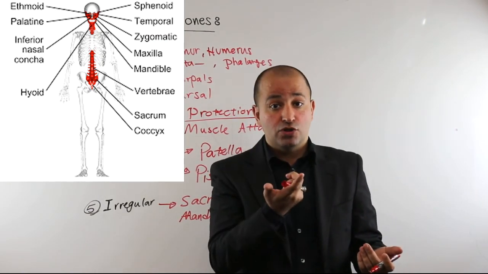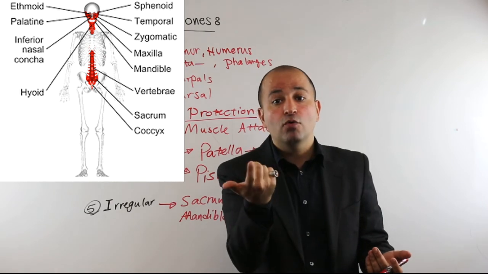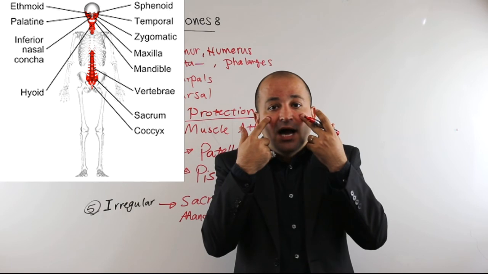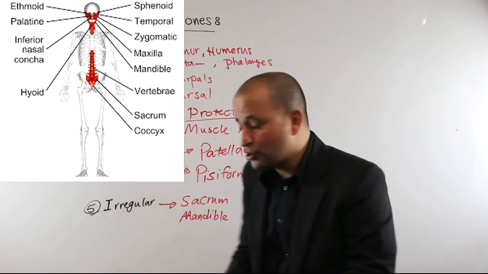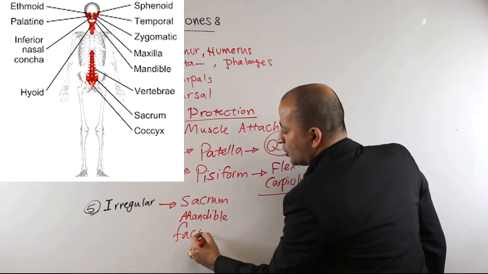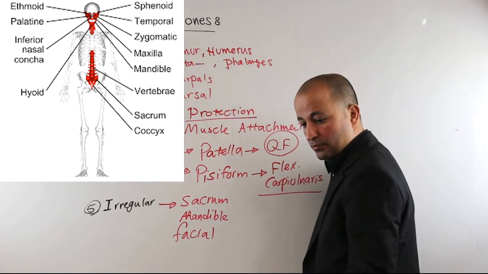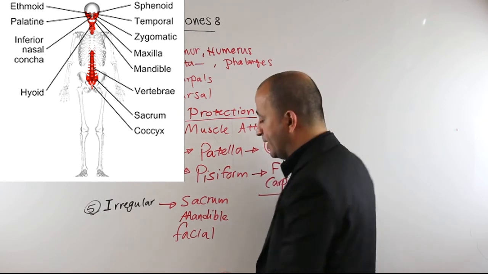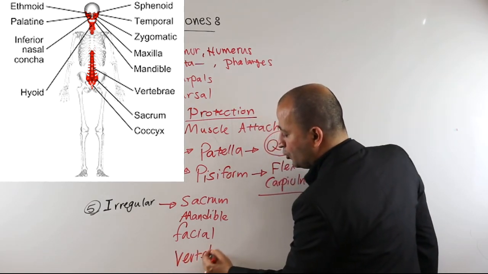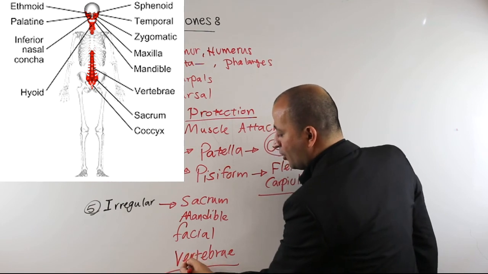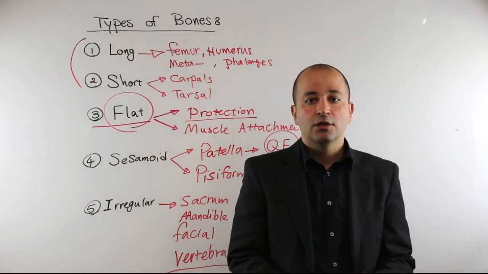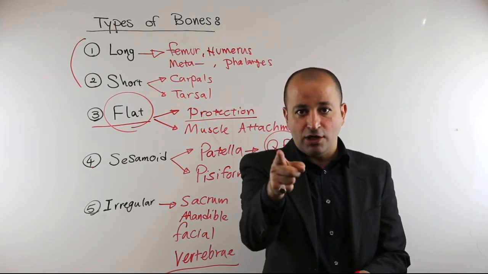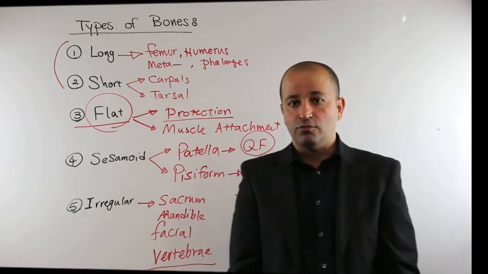Other facial bones, such as zygomatic bone, such as maxilla, the upper jaw. So other facial bones are irregular bones. Is it good? And one more example of irregular bone that I want you to know is vertebra. All your vertebrae are also considered irregular bones. I hope you understand all the types of bone. And next time, you will answer any question they ask you about the types of bones.